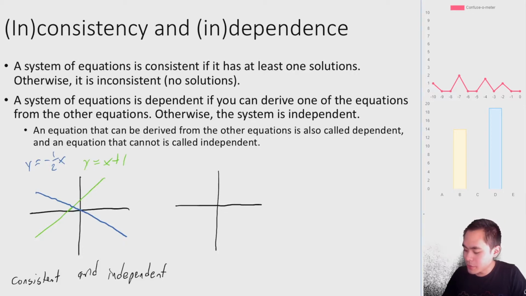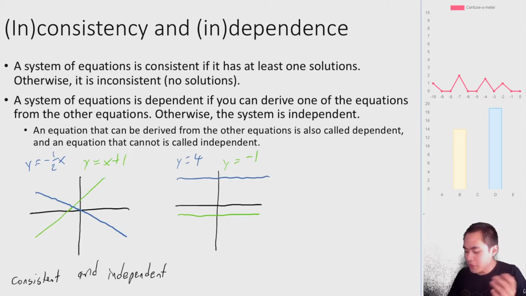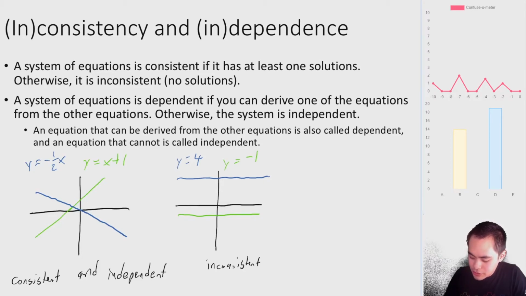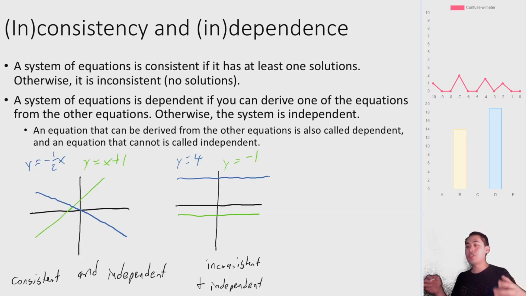Let's try another one. So this one's going to be easy. I'm going to say y is equal to 4, and y is equal to minus 1. So minus 1 and 4. So these are both equations. So this is y is equal to 4, and this is inconsistent because there are no solutions, and independent, because you can't multiply the entire equation and get the other equation. If you multiply, let's say, the y equals minus 1 by minus 4, you get minus 4, y is equal to 4, which is not the same equation.